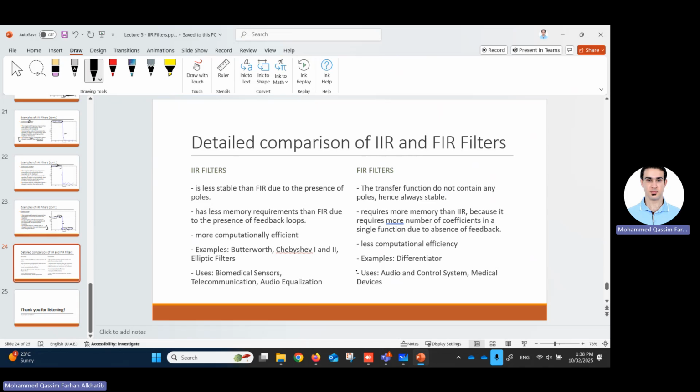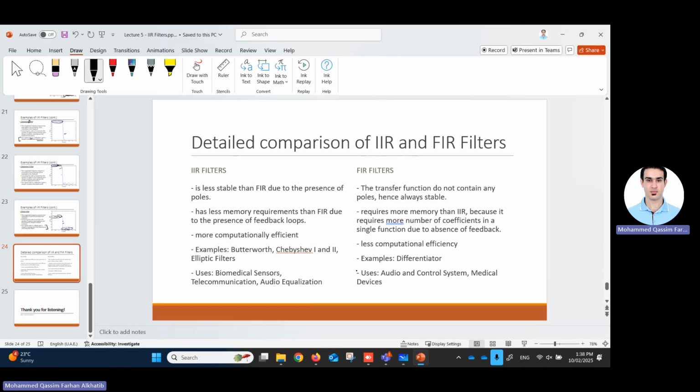Some detailed comparison between both filters. IIR filters less stable. We have issues with stability, like might have poles outside the unit circle. Has less memory requirements because with less number of coefficients, I can achieve the same performance like FIR or less order than FIR due to the presence of feedback loops. More computationally efficient. Examples: Butterworth, Chebyshev 1 and 2, and elliptic. Well, let's not worry about application.